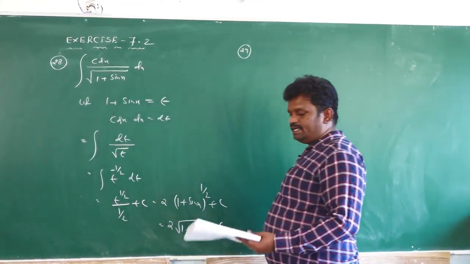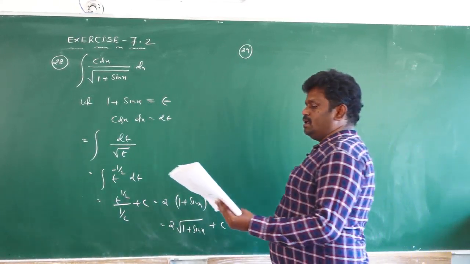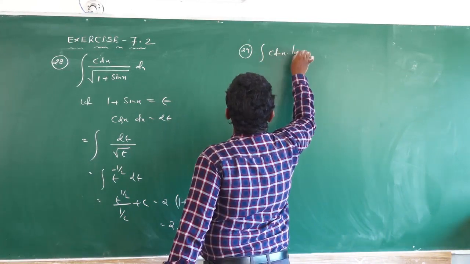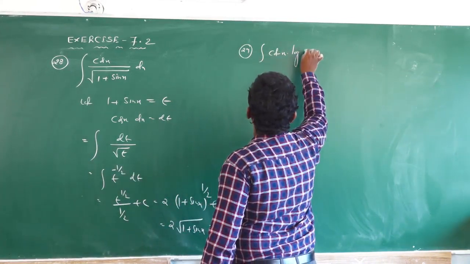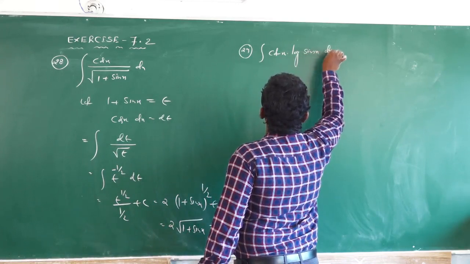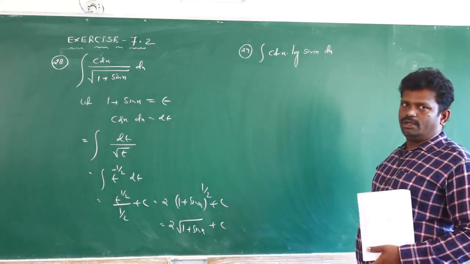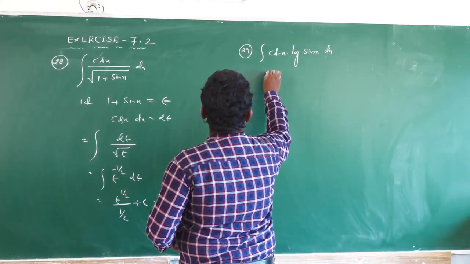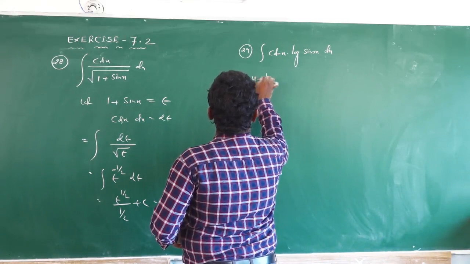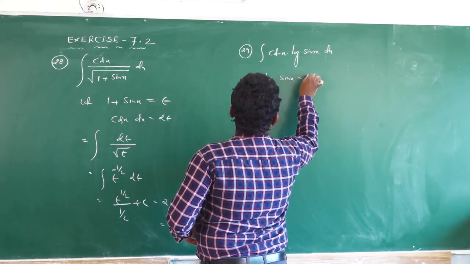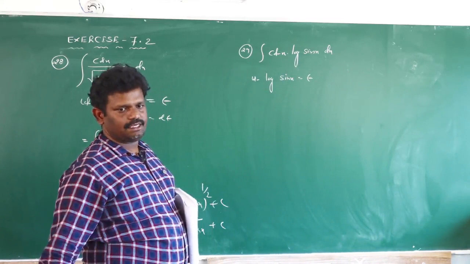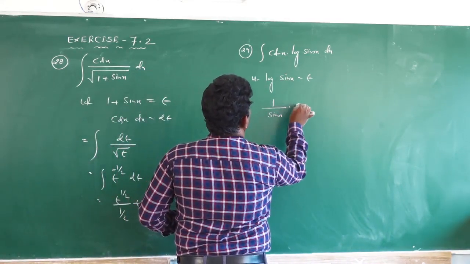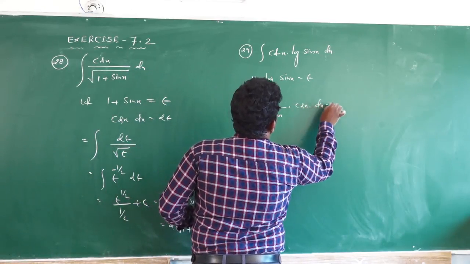This one was given in the 2019 board exam. Integral cot x into log of sin x dx. So cot x into log of sin x dx. Here substitution. So first we take the value, let log of sin x is equal to t. Log of sin x is equal to t. Log x derivative is 1 by x, so 1 by sin x, sin x derivative cos x into dx is equal to dt.